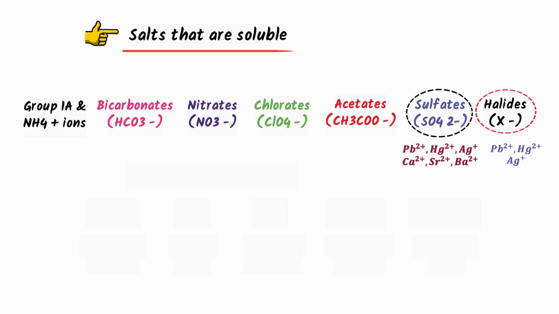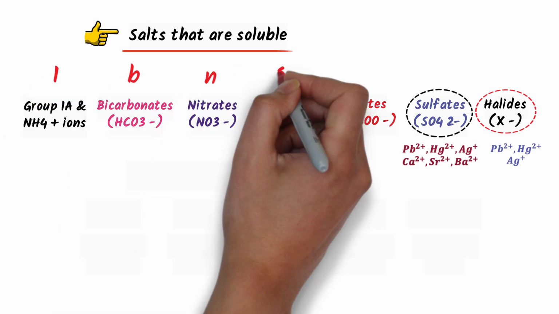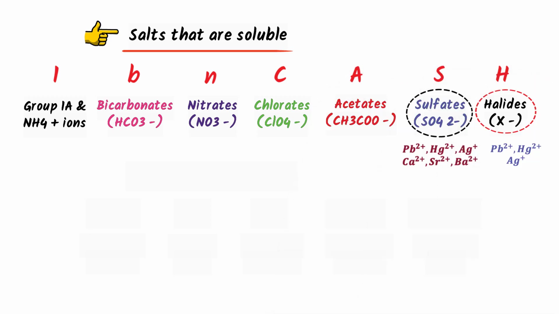Now, how to remember these salts? We have a simple mnemonic, that is "1 billion cash", wherein 1 stands for group 1 and ammonium ions, B stands for bicarbonates, N for nitrates, C for chlorates, A for acetates, S for sulfates, and finally H for halides. So "1 billion cash" is a simple mnemonic to remember these soluble salts.